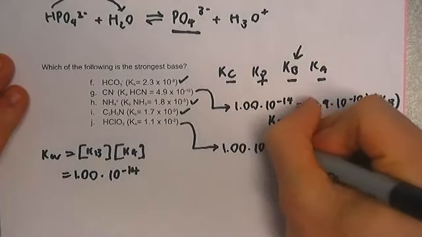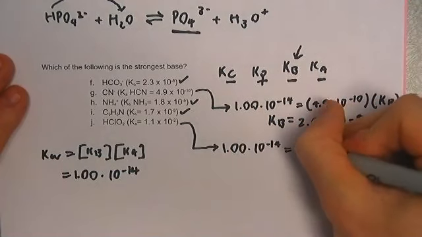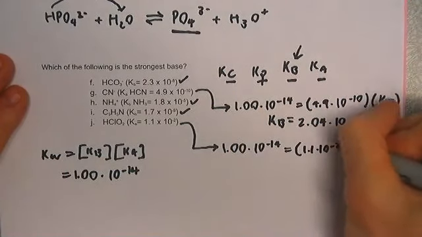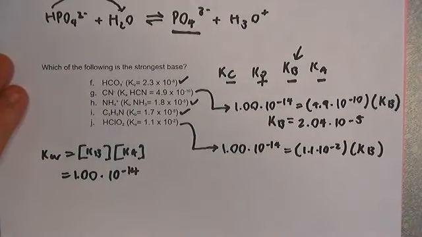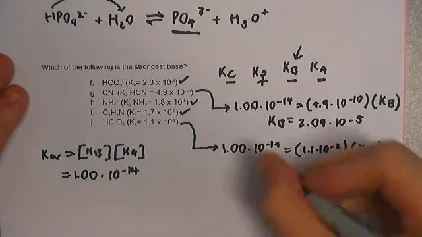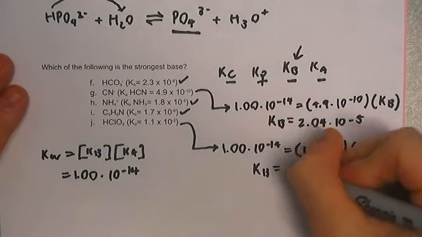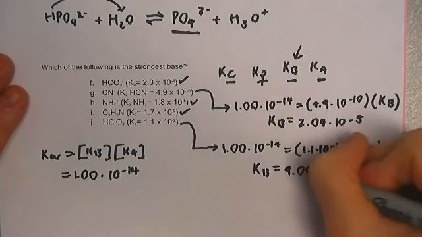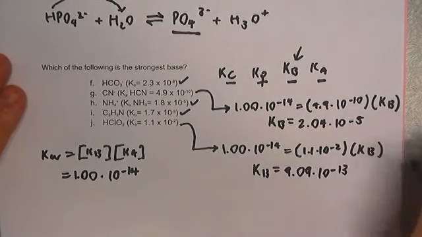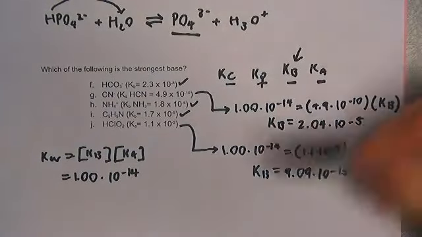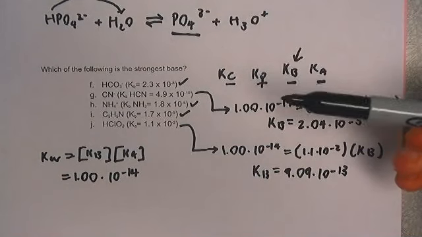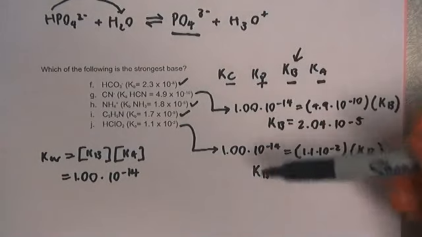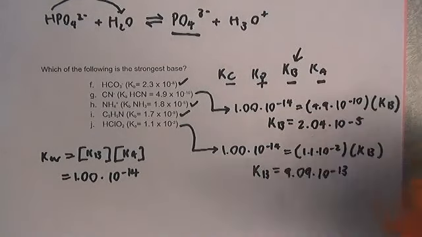Same exact thing for this one. 1.00 times 10 to the negative 14th is equal to my Ka, 1.1 times 10 to the negative 2nd times Kb. Again, divide this over, and you have a Kb. In this case, it's 9.09 times 10 raised to the negative 13. So now everything is in terms of Kb. We need the strongest base. Is the strongest base going to have a higher or a lower Kb? It's going to have a higher.